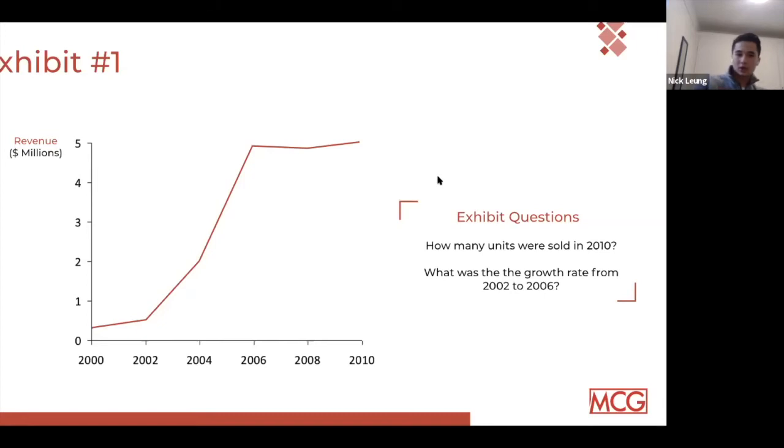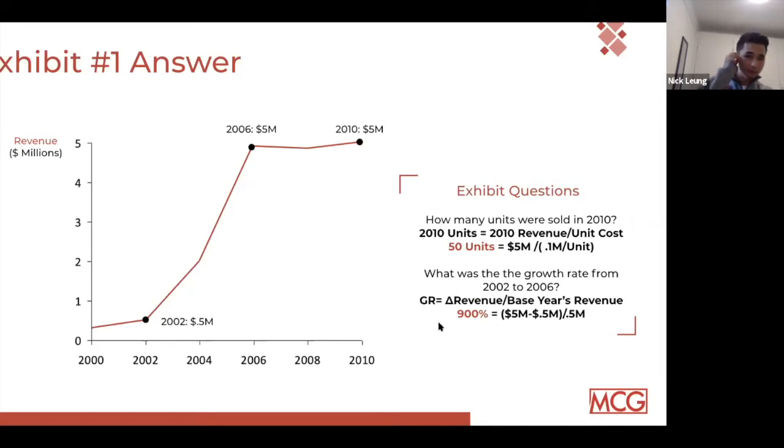Okay, cool. So we have some questions for you about this graph. So the first question is, how many units were sold in 2010? And then secondly, what was the growth rate from 2002 to 2006? Yeah, great. So do we have a price figure for what we were charging for each unit of the assessor in 2010? Yeah, so we can assume that it was 5 million.